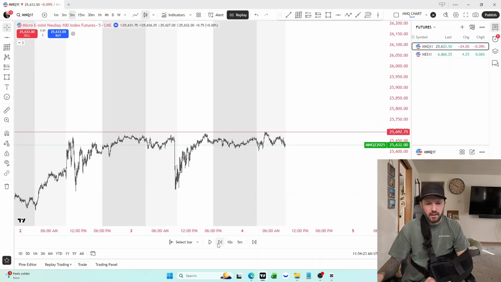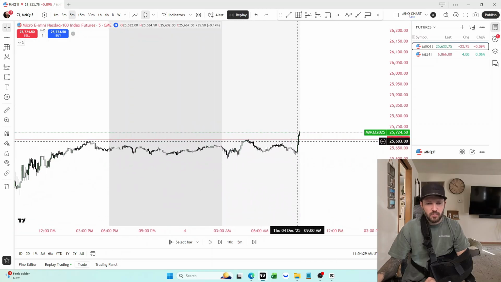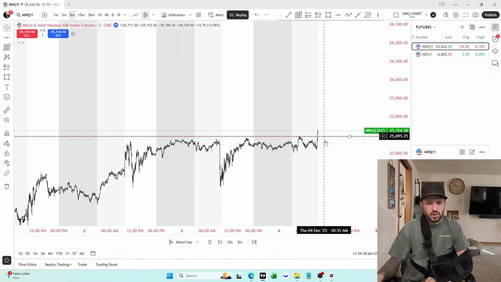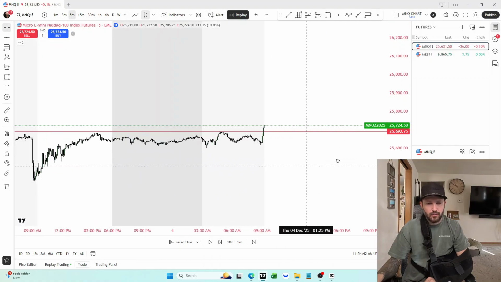Let's see if we get it here. And right there, I'll zoom in. You can see that we swept these highs. So what I'm looking for is basically a rotation back down.